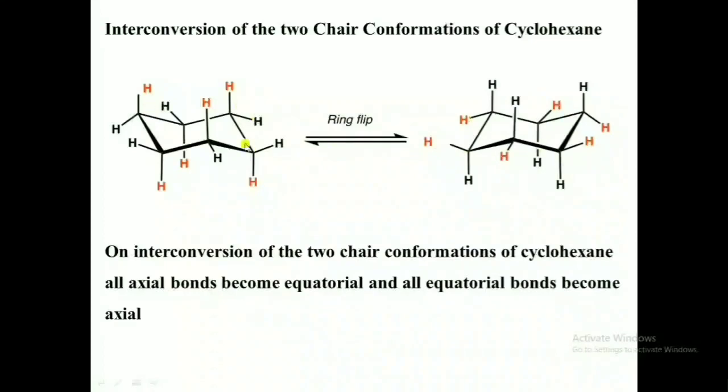If you examine these 2 structures, you can see that in the first structure, all red hydrogen atoms were axial, but after ring flipping, all red hydrogen atoms became equatorial, whereas the black hydrogen atoms, previously equatorial, became axial after ring flipping. So this ring flipping is possible in the chair conformation of cyclohexane. Okay, so this is about the chair conformation of cyclohexane.